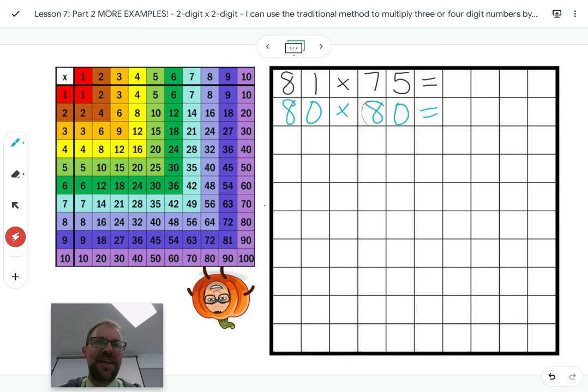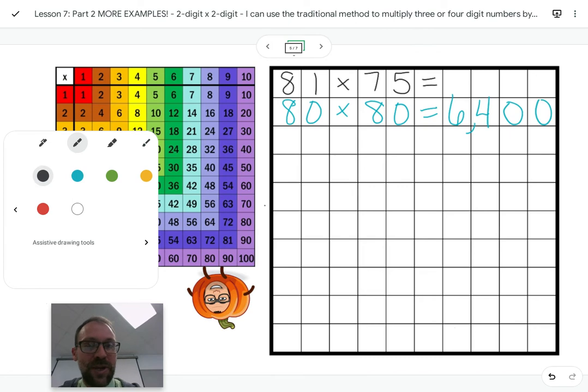I don't know what that is. Let's come over here to our multiplication chart. Let's go down to 8, over to 8. And then where they cross, 64 is our product. So let's say that's 64 plus 1, 2 zeros, 1, 2 zeros. Our product, when we're done, should be in the ballpark of 6,400.